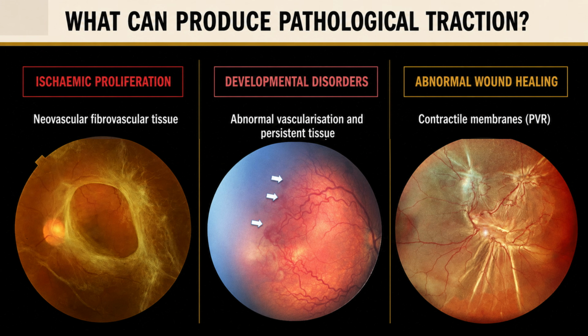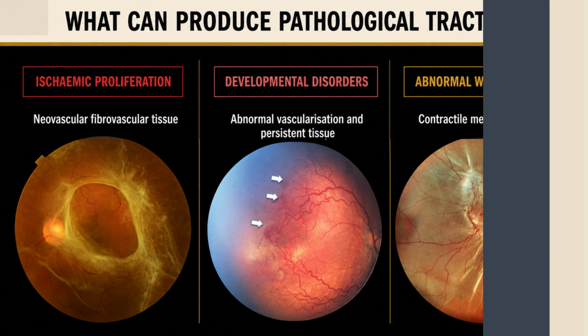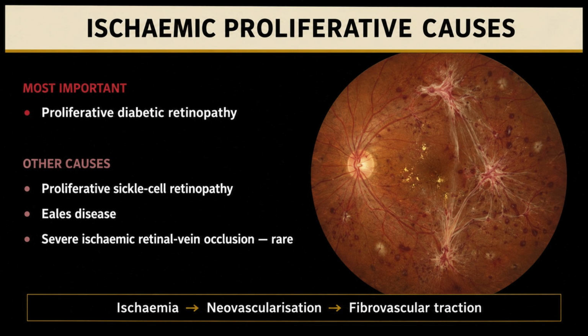Not just PDR, but any disorder that produces sufficiently strong proliferative or fibrotic tissue at the vitreoretinal interface can create a tractional component. Let's discuss the causes. The causes are easiest to understand according to the process that produces that tractional tissue. The first and the most important group is the ischemic proliferative retinopathies.